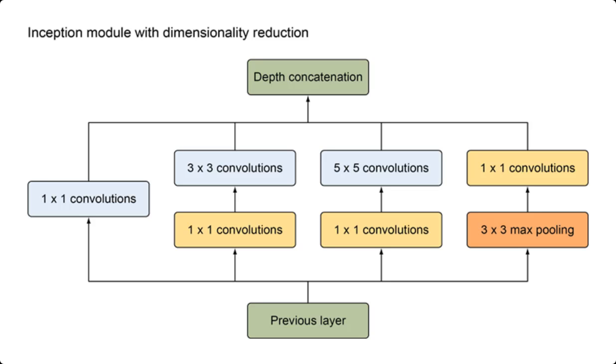Suppose we have an input volume of 32 by 32 by 200. We then add a 1x1 convolution with a depth of 16. This will reduce the volume from 200 to 16 channels. We can then apply the 5x5 convolution on the output that has much less depth.